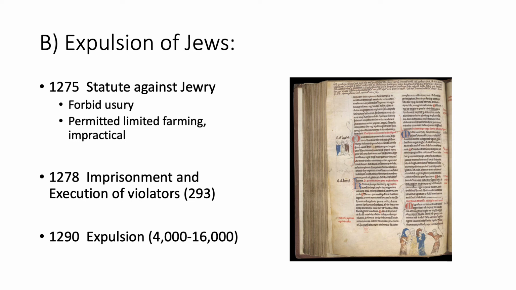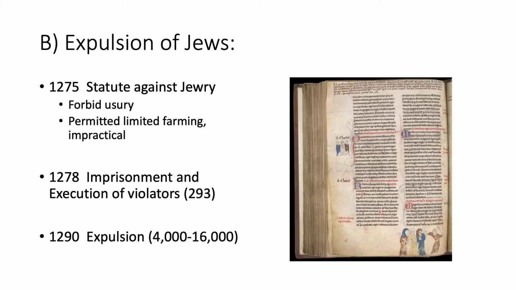A number of pogroms against Jews have happened. There was actually a mob attack on the Jewish community in London on the day of Edward's coronation. And so he gives them 40 days, a month, to liquidate all their possessions and leave the country of England. And you can see this is a depiction of that expulsion happening.